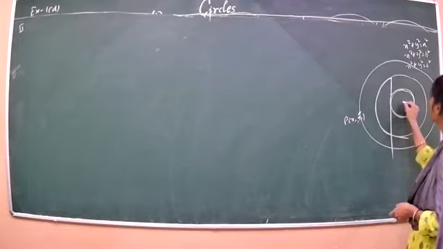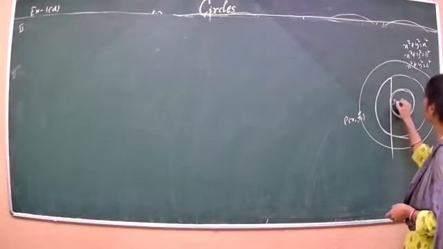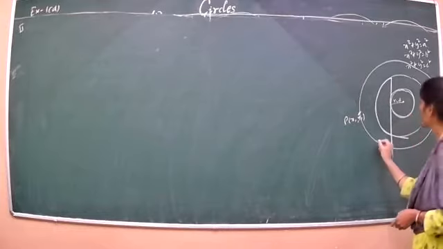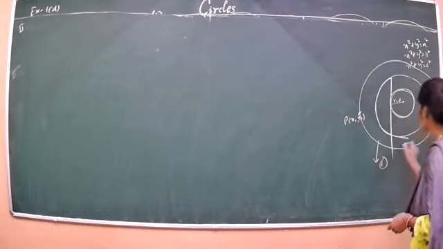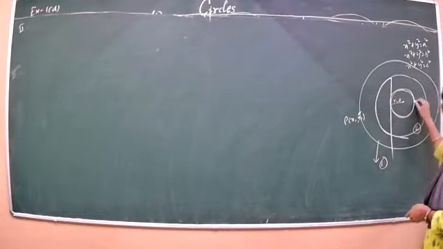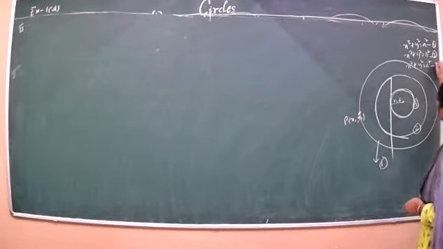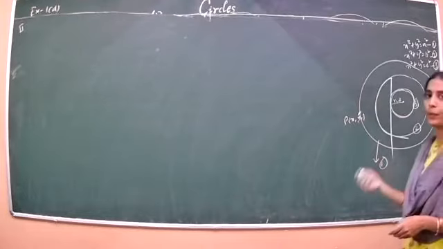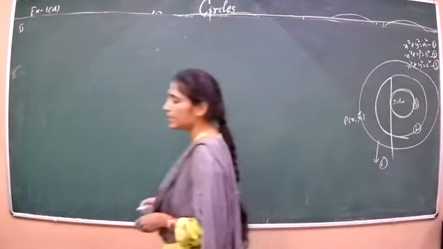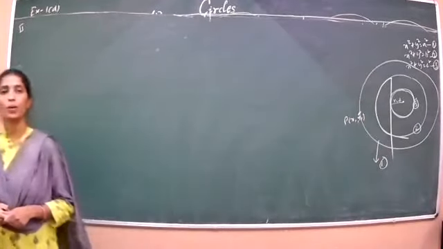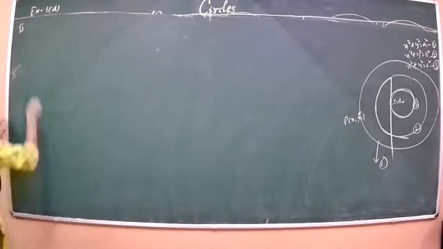Okay, then R equal to D for this circle. This is circle 1, this is circle 2, and this is circle 3. Then we have to prove that the radii A, B, C of these circles are in geometric progression.